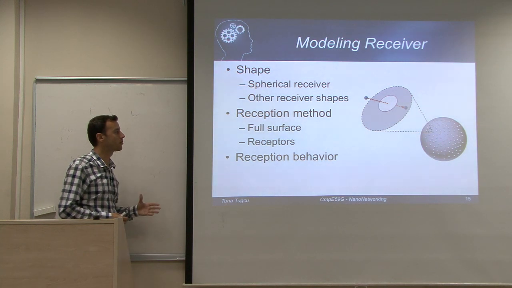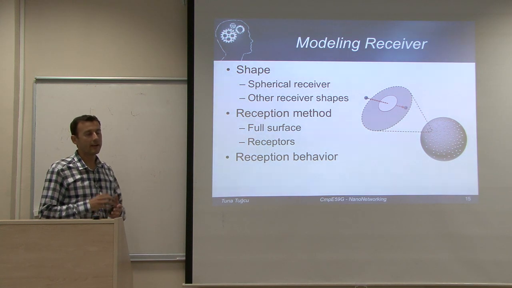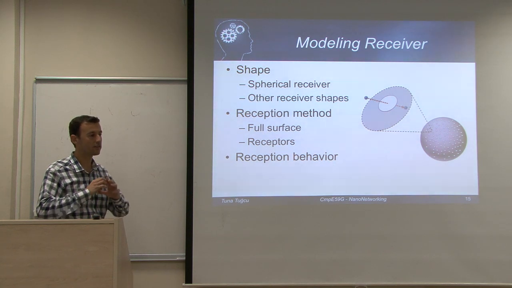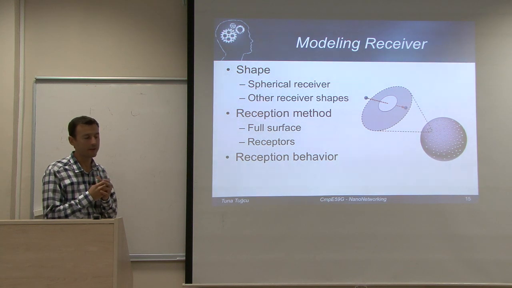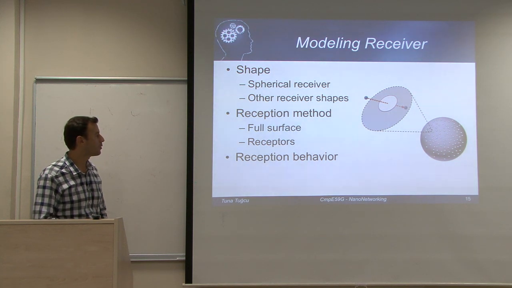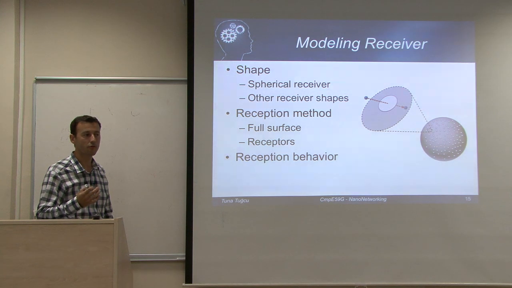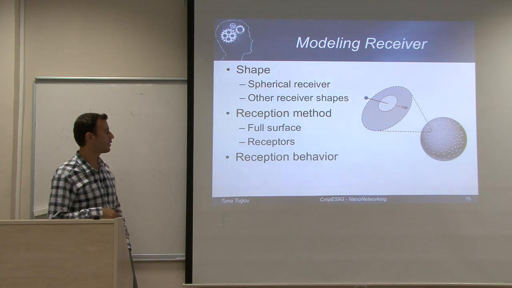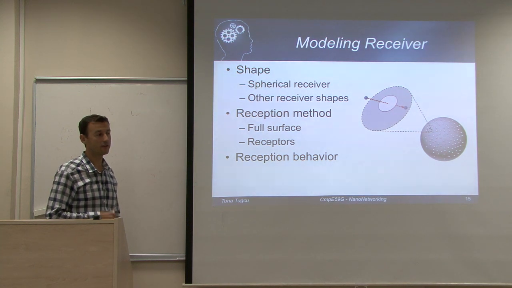And then the next thing is about the reception model. You can again abstract a receiving nanomachine to say that whenever your molecule hits the receiver surface, it's going to be received, absorbed by the receiver. Or if you want to be more realistic, if you want to implement more real-world scenarios, you may try to implement receptors. So in your nanomachine, on the surface there will be receptors of different sizes. Only when the molecule binds with a receptor will you assume that the molecule has been received. So this is another topic. And the last one we can mention is the reception behavior, because in nature there are different types of cells or receptors.